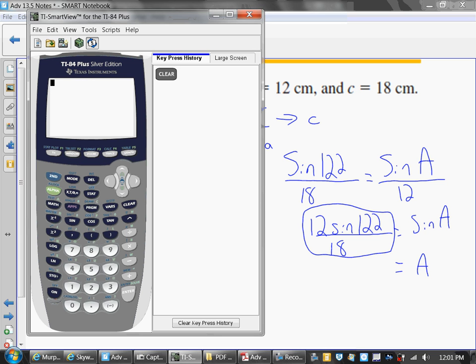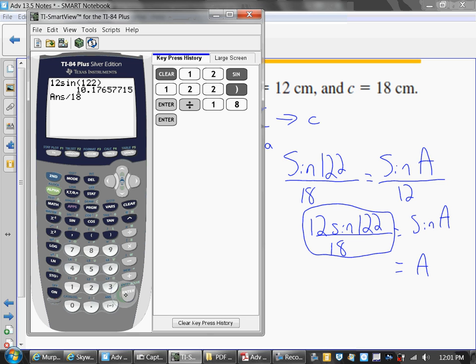I'm not there yet. I'm going to get there. First thing I'm going to do is type in 12 sine 122, hit enter, divided by 18. That means that this decimal amount equals the sine of A. You agree? In order now to figure out what A is, our calculators are smart enough to understand how to store values. All you have to press are the following sequence of buttons.